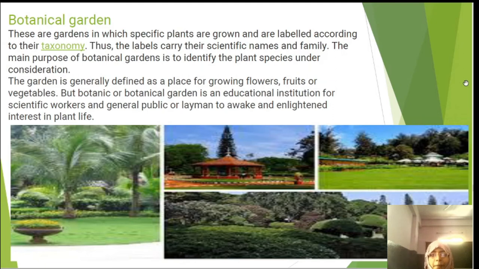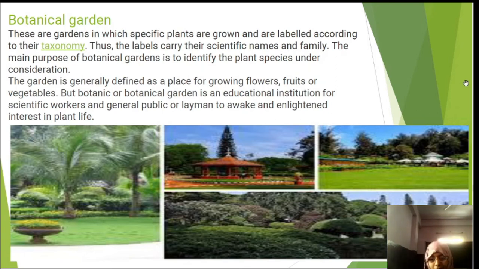The main purpose of botanical gardens is to identify the plant species under consideration. Plant species which can be seen very rarely are grown in particular areas. A garden is generally defined as a place for growing flowers, fruits or vegetables, but there is a difference between a garden and a botanical garden. A botanical garden is an educational institution for scientific workers and the general public, or laymen, to awaken an enlightened interest in plant life.